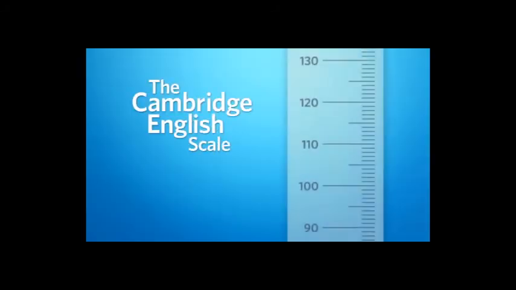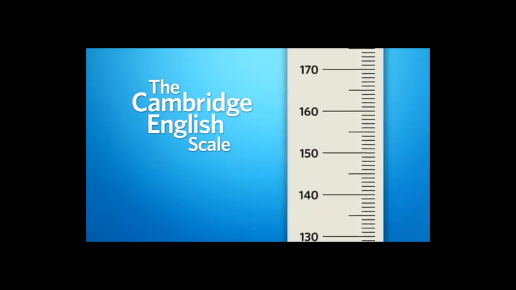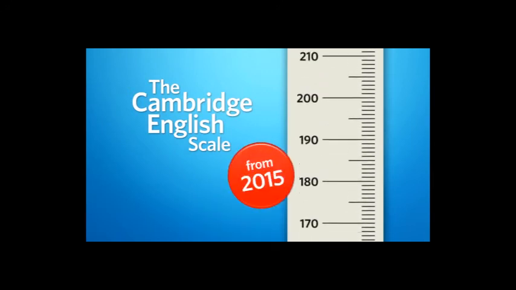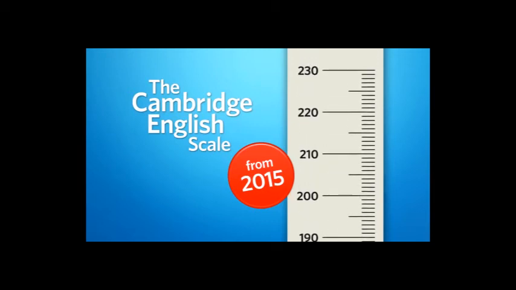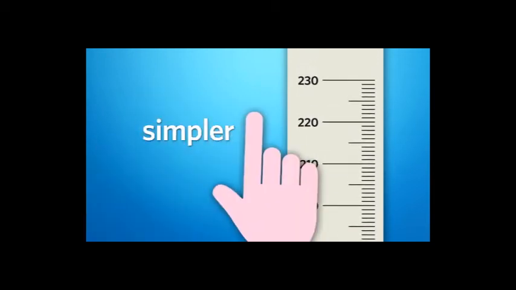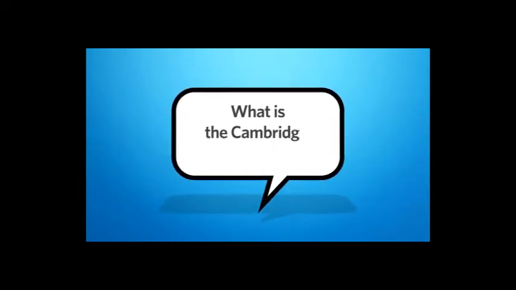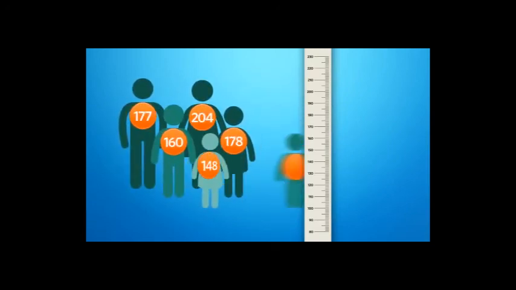The Cambridge English Scale is the new and enhanced way we will be reporting results for some of our exams from 2015. It builds on the way we currently report results and is based on many years of research. It will provide simpler, clearer and more detailed results. What is the Cambridge English Scale? The Cambridge English Scale is a range of scores used to report results for Cambridge English exams.